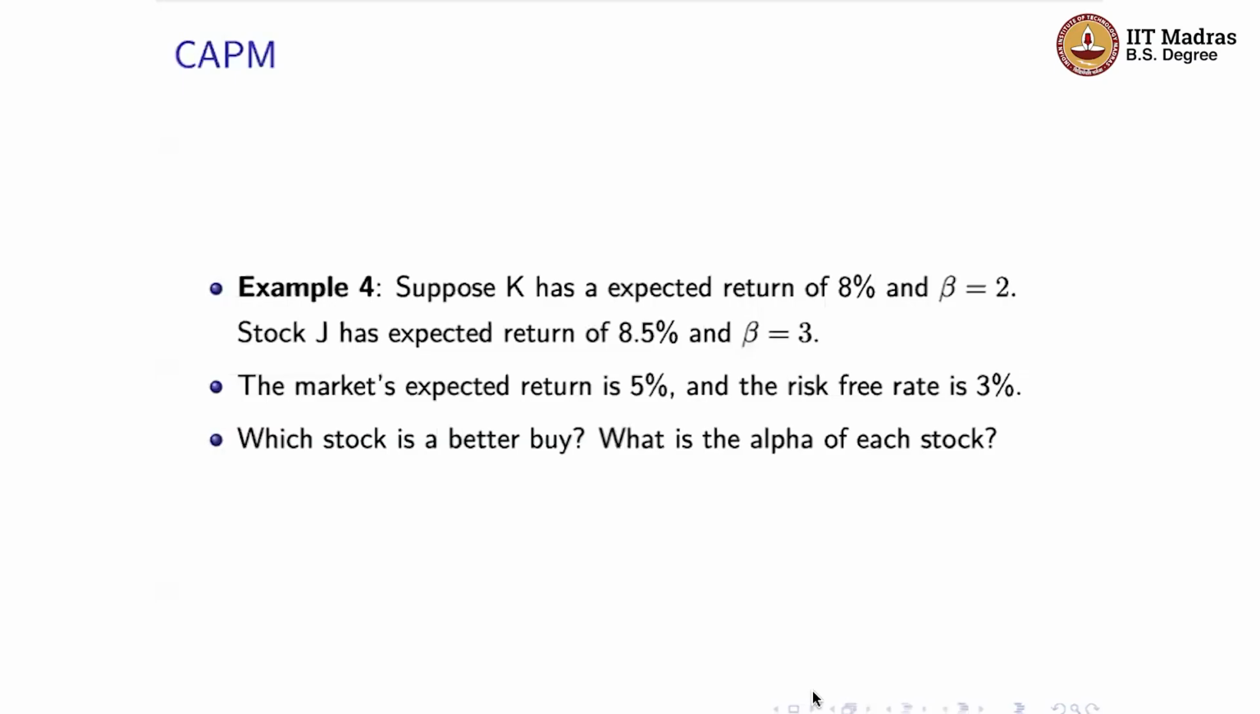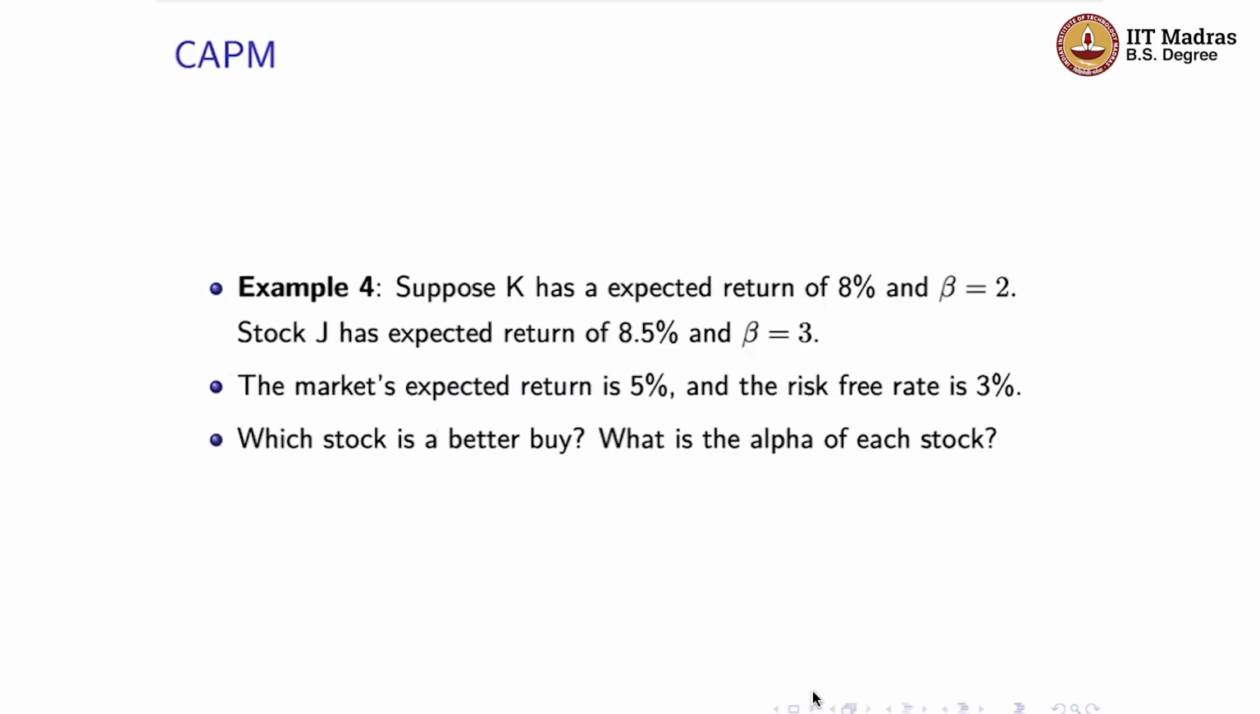So let us wrap up our discussion of the CAPM by looking at a few more worked out problems. Suppose that you have got asset K, which has an expected return of 8% and a beta of 2, and a stock J, which has an expected return of 8.5% and beta of 3. Assume that the market's expected return is 5% and the risk-free rate is 3%. So based on this information, can we say which stock is a better buy?